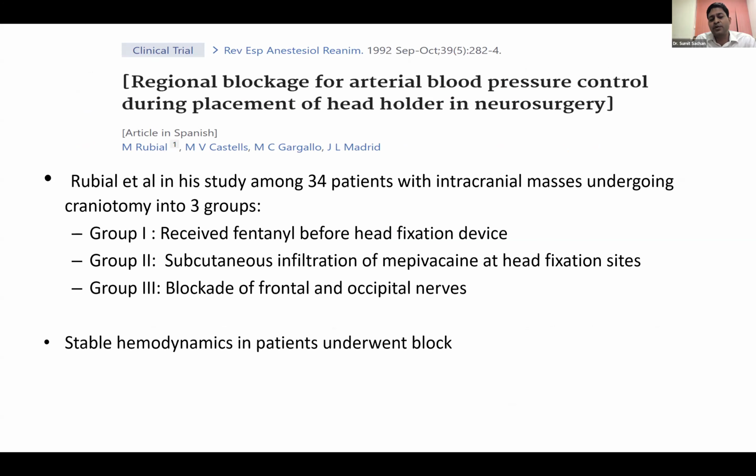Group 2 received subcutaneous infiltration of mepivacaine. And in group 3, the frontal and occipital nerve blocks were administered. What he found was that in those patients in which the block was administered, they had relatively stable hemodynamics.